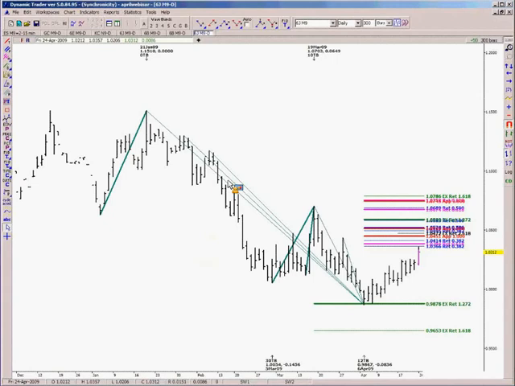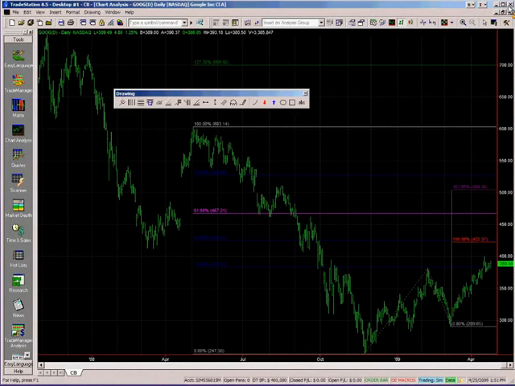Okay, now what I'm going to need to do to show you in eSignal is actually, I need to shut down DT because it uses eSignal. And let me go open the other program.